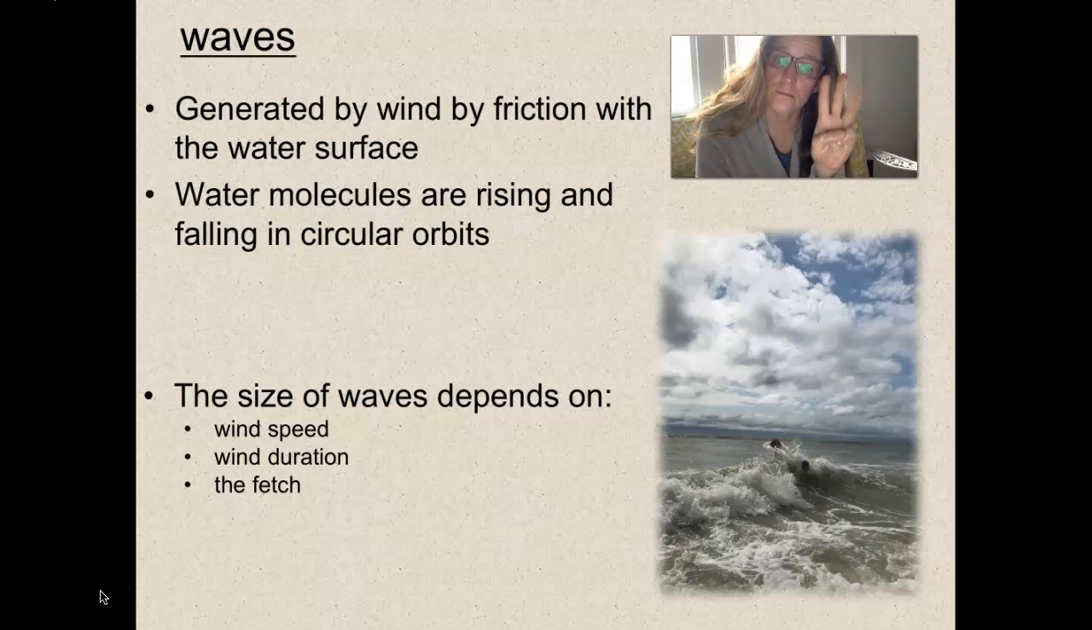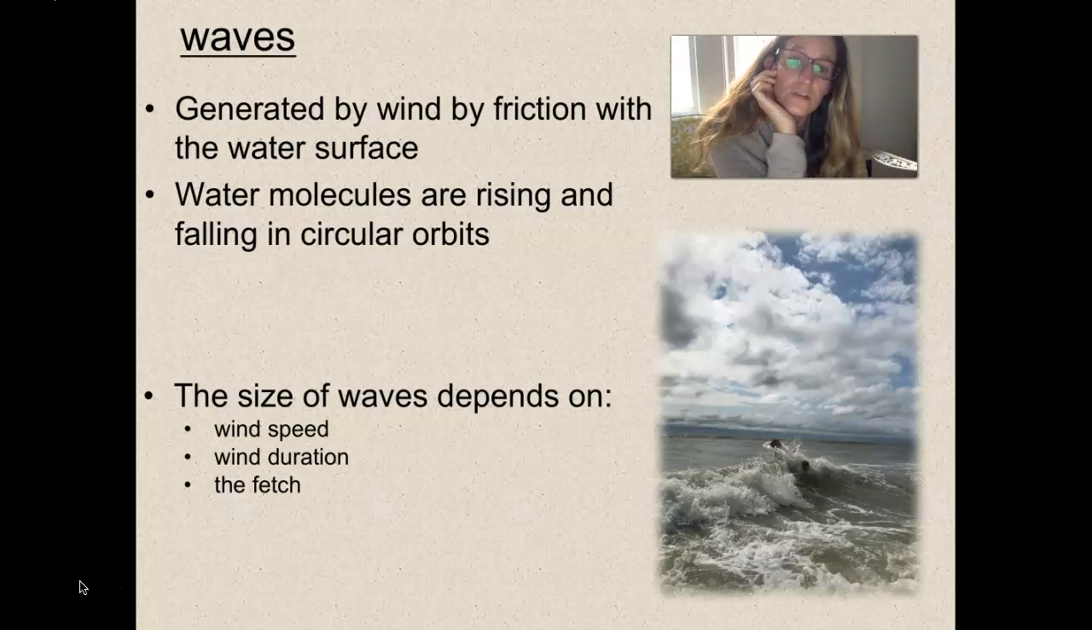There are three main ways that water moves in our ocean basins: waves, tides, and currents. Let's go through those three. The first is waves. All three of them are generated by different processes. We're going to talk about those processes as we go along.